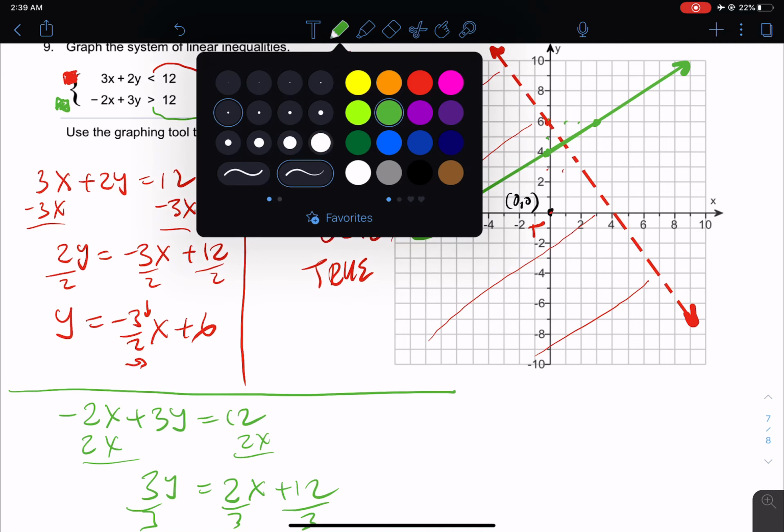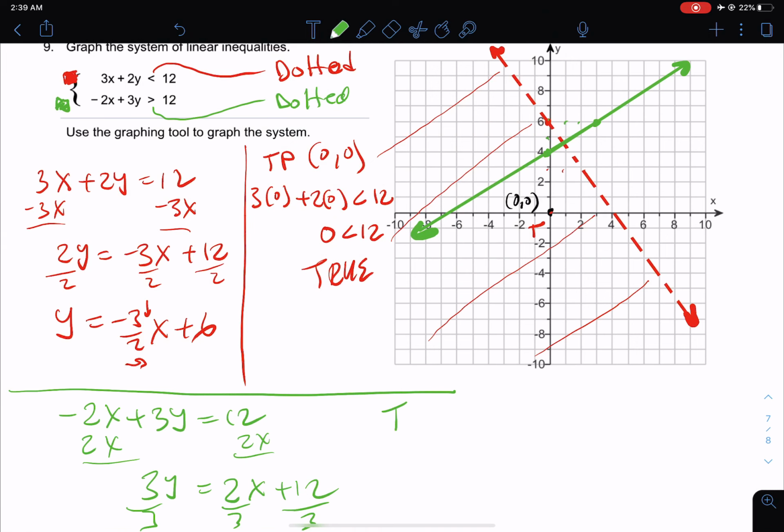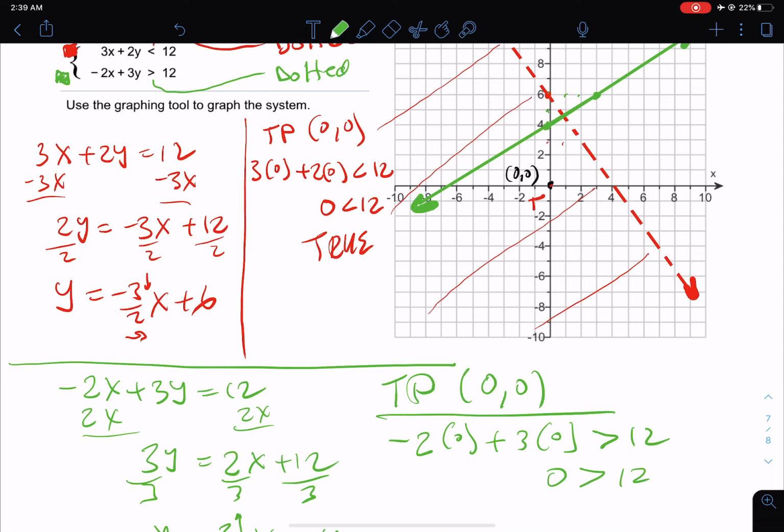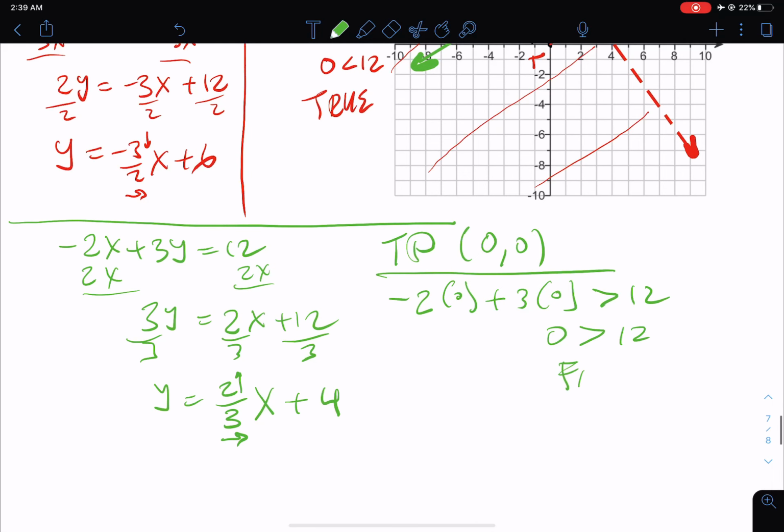And now I need to figure out which side I shade on. Of course, we do that by using a test point, and our favorite test point is, say it, (0, 0). So we take the original inequality, -2x + 3y > 12. We put in zeros for x and y. We get 0 > 12, which is totally false.